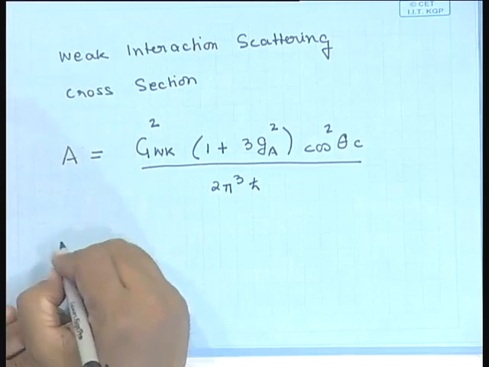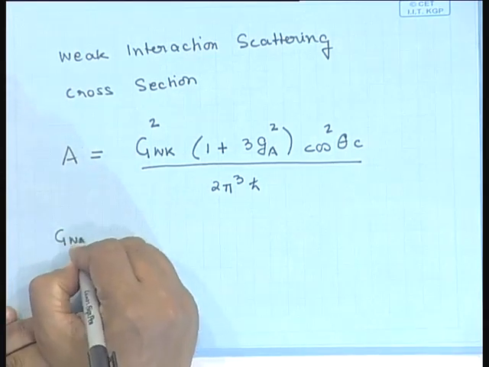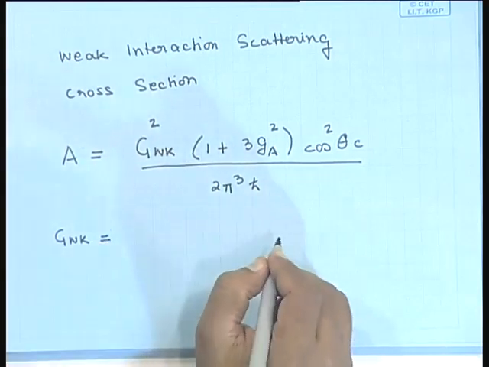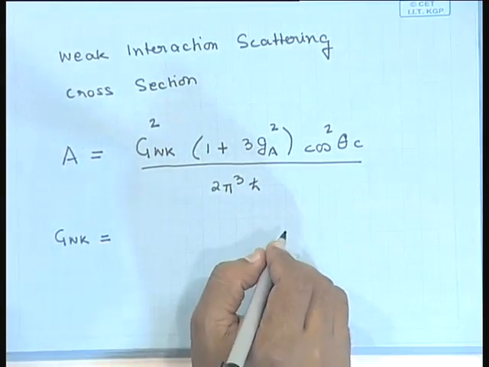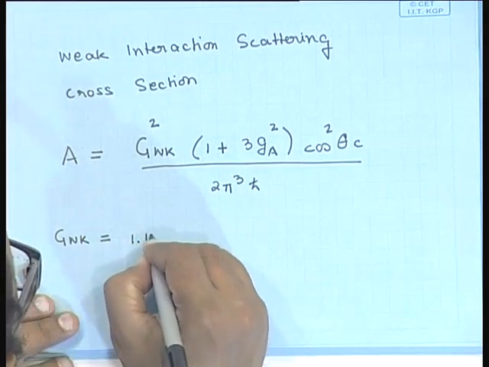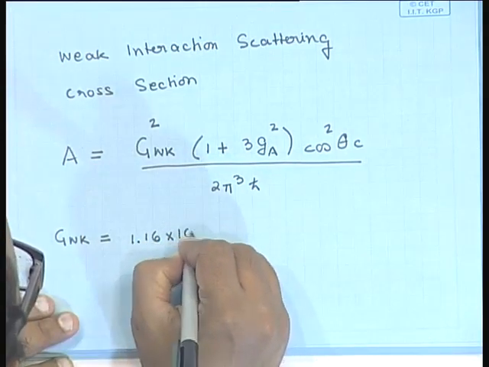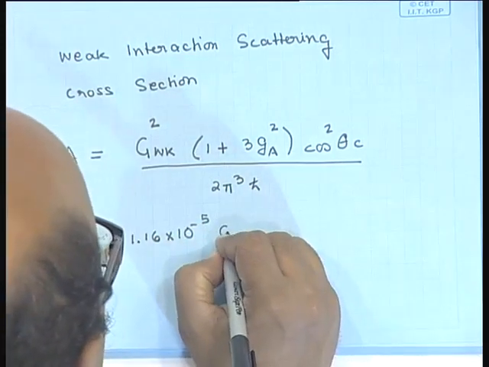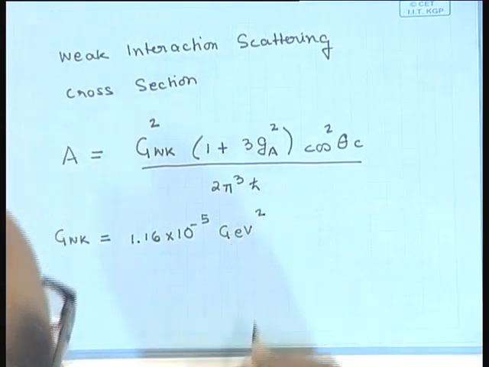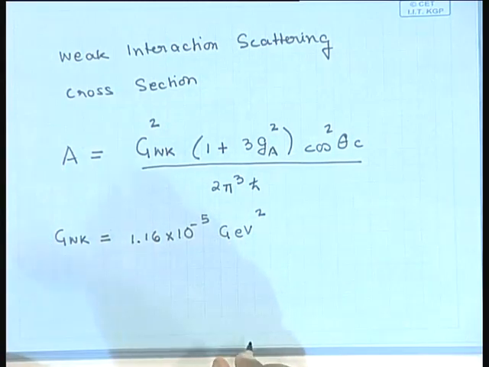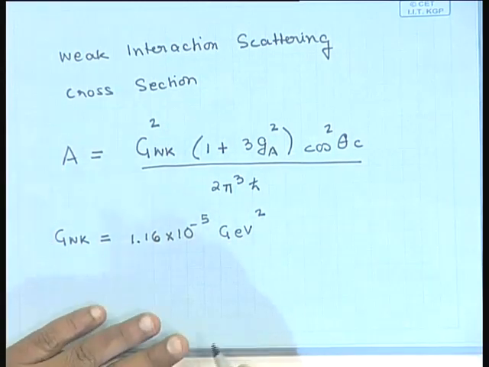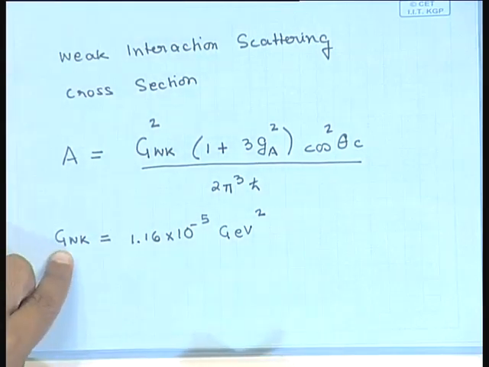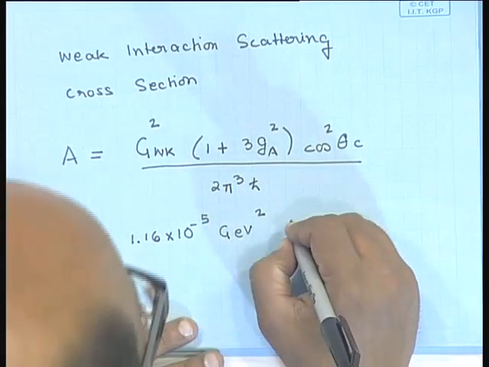What are these factors? G weak is the weak interaction coupling constant, and it has a value of 1.16 into 10 to the power minus 5 GeV to the power minus 2. Just like you have a gravitational coupling constant capital G, this is the weak interaction coupling constant.